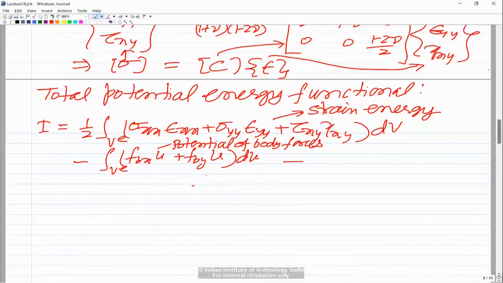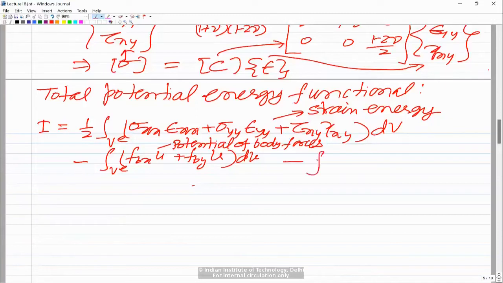Similarly, Fby is the force per unit volume along the y direction. So Fby into dV will be the total force over a differential volume, into v will give you the work done, and negative of that is going to be the potential. So that is how I'm saying this is the potential of body forces.